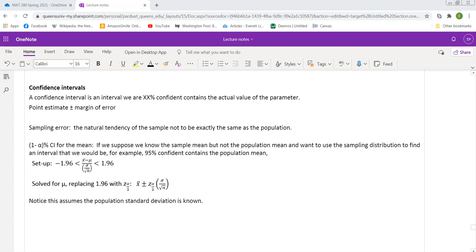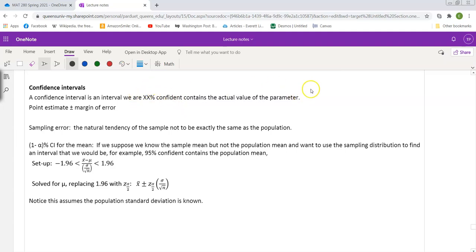So for confidence intervals, we are looking to construct an interval that we are some percent certain contains the actual value of the parameter, the thing from the population that we're trying to estimate, like the population mean or the population proportion or something. And the three most common confidence levels we're looking for are 90%, 95%, and 99%.